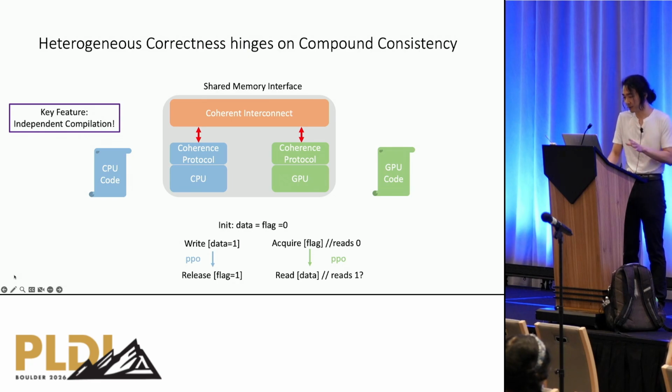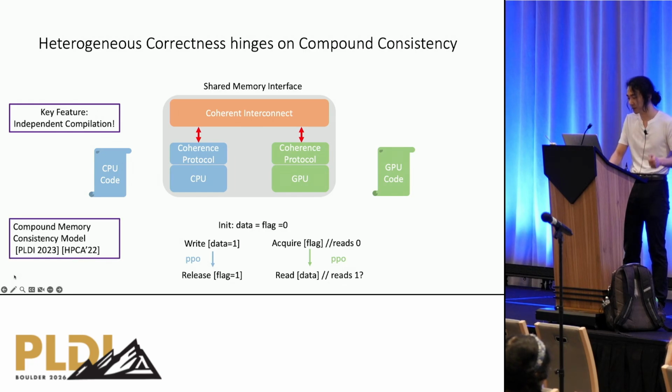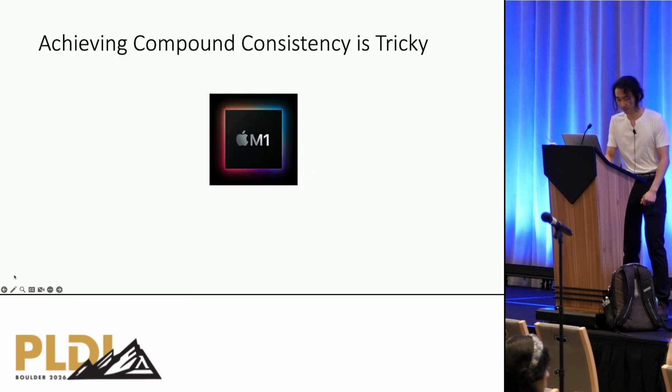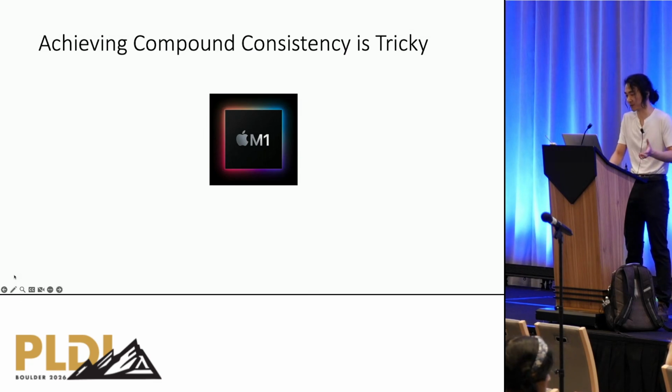The notion of heterogeneous correctness in this system was recently formalized as the compound memory model. In short, today's practice of independent compilation rests on the CPU and GPU playing well together, and that playing well together is exactly what compound memory consistency is. So achieving compound consistency is tricky. The hardware has to be carefully designed to enforce it, and getting it right is subtle even on commercial silicon.